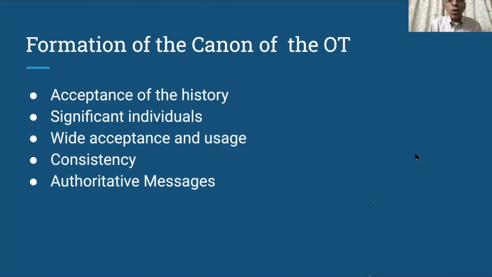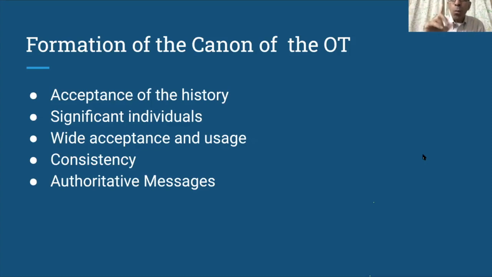And then finally, authoritative messages. People that were significant of that time, people that were authoritative of that time, the messages that they gave were accepted and held as authoritative. These were all aspects of the canon of the Old Testament being formed. So the forming of the canon was not a one time event, but a long process. Okay, it was a gradual process.